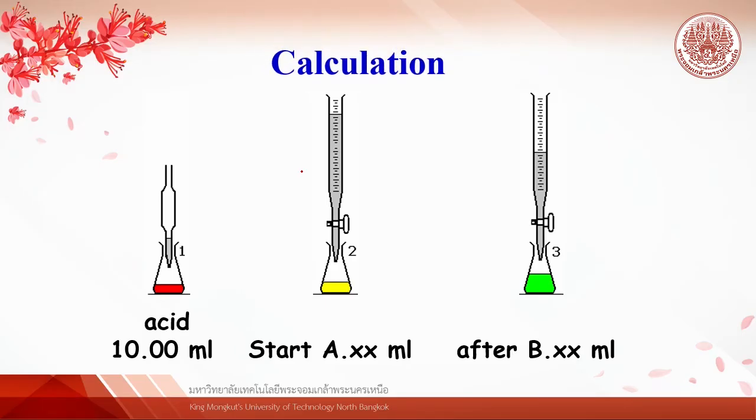Going to calculations, keep in mind each section of the experiment: 10 ml of acid is pipetted into the Erlenmeyer flask. Sodium hydroxide is filled in the burette. Before titration, the volume of the base is recorded. Then, after titration, the volume is also recorded. The difference in volume is the volume of base reacted with the acid in the flask.